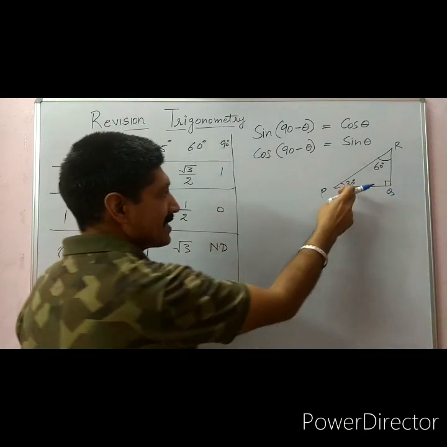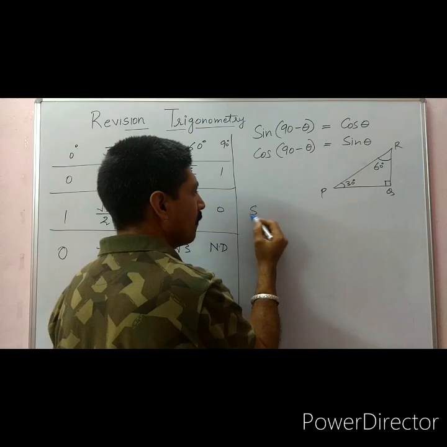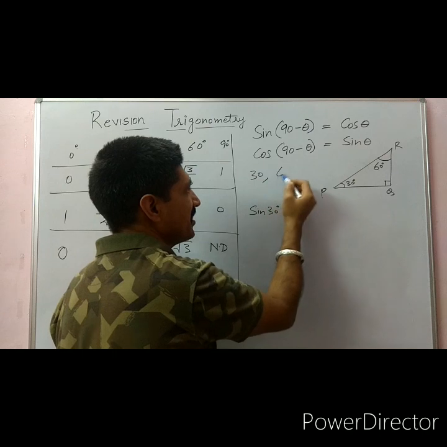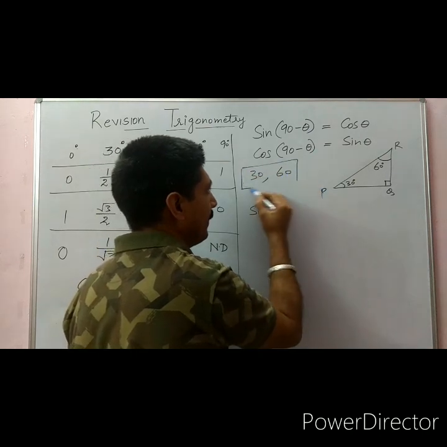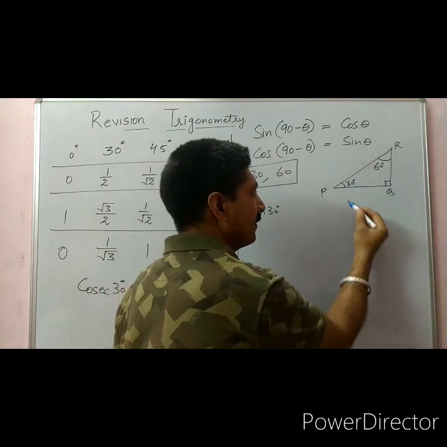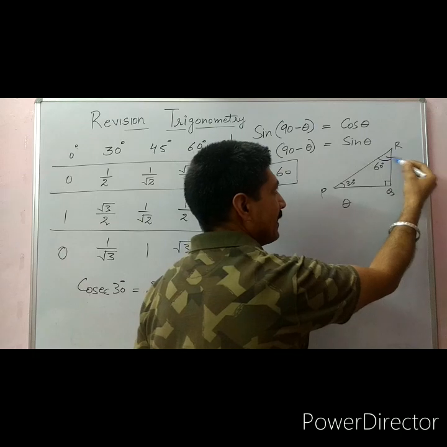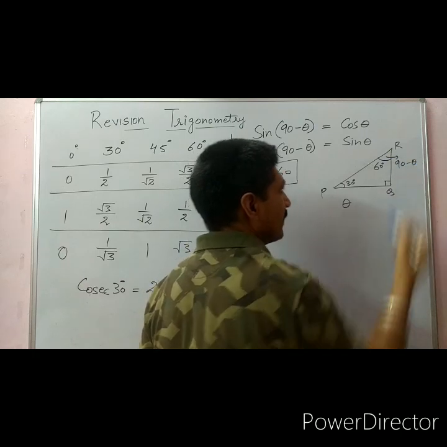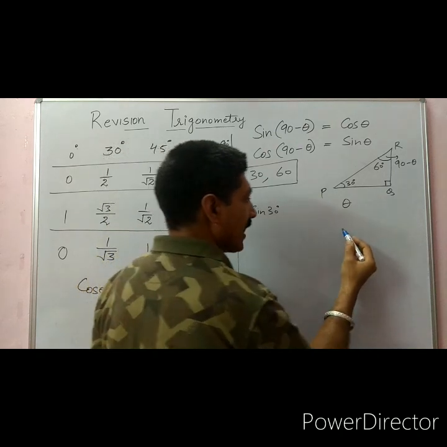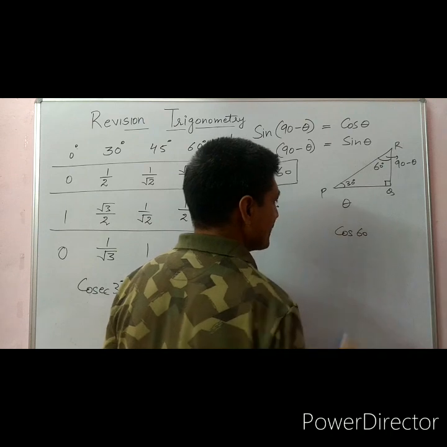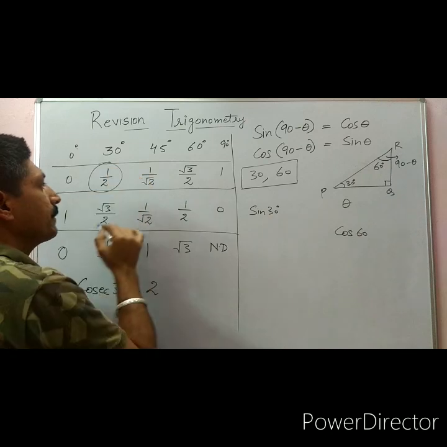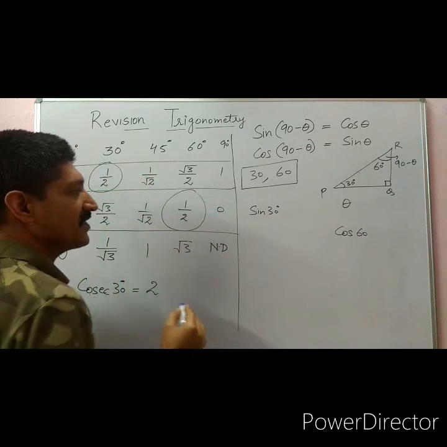If I am talking about sine of 30 degree, here 30 degree and 60 degree, both the angles are complementary to each other. If one angle is theta, then this angle is 90 minus theta. So sine of theta and cosine of 60, they have same values. We can check here, this is sine of 30 degree and cosine of 60 degree.